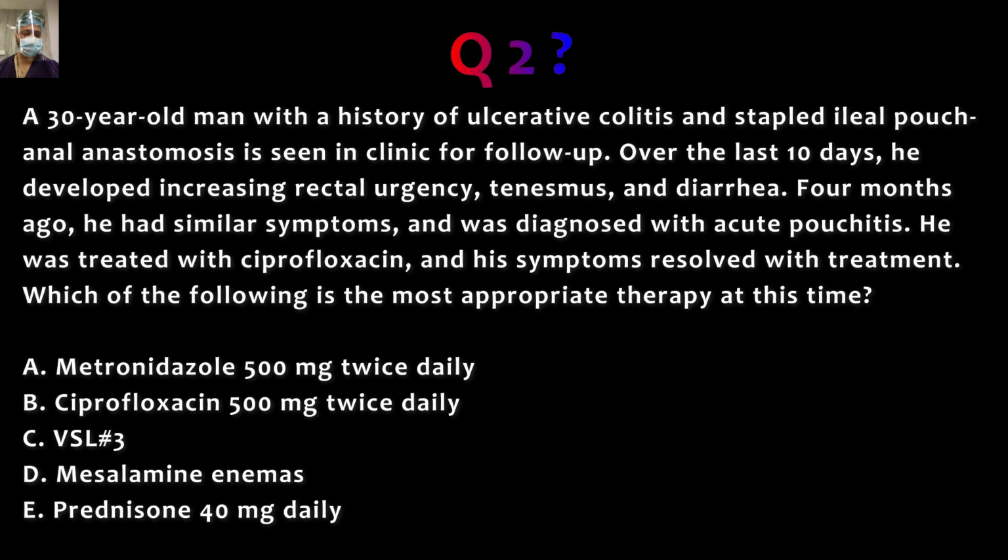So which of the following is the most appropriate therapy at this time? So now the patient is again symptomatic. So how should we treat this patient? Metronidazole 500 mg BD, ciprofloxacin 500 mg BD, VSL, that is a kind of probiotic prebiotic combination, mesalamine enemas, or prednisolone.